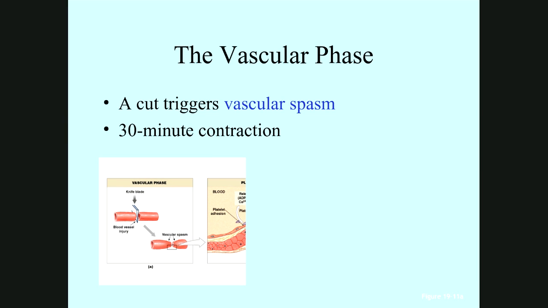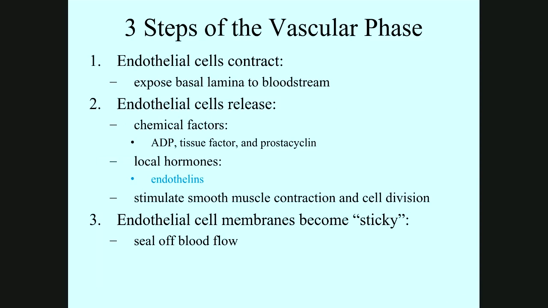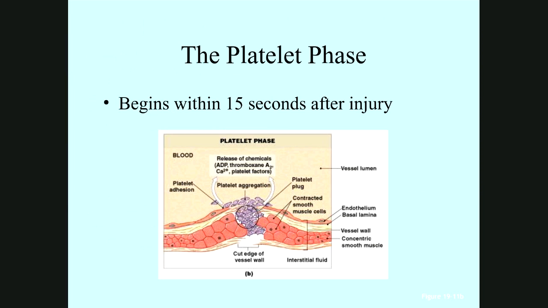The vascular phase: 30 minutes of contractions. Endothelial cells contract, which exposes the basal lamina to the bloodstream. Endothelial cells release, in this case, chemicals such as adenosine diphosphate, tissue factors, and prostacyclin, and some hormones such as endothelin. And stimulation of smooth muscle contraction and cell division, and the endothelial cell membrane becomes sticky. The platelet phase begins within 15 seconds after injury.